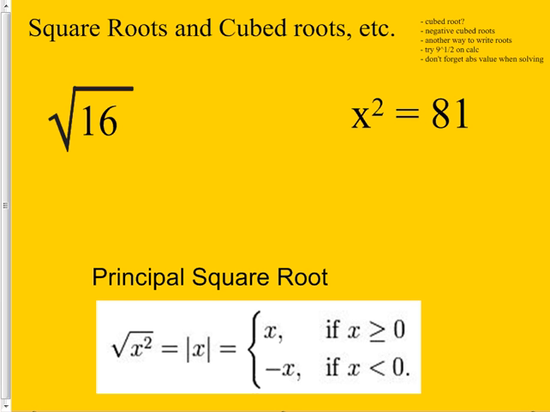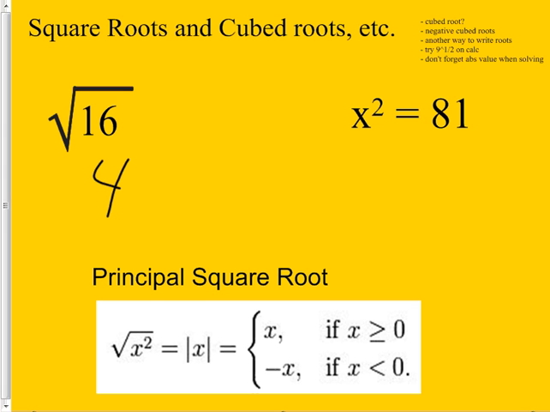When you do square root of 16, is it 4 and negative 4? True or false? Square root of 16, is it 4 and negative 4, or is it just 4? It's just 4. Why? Because that's called the principal square root of 16. There are not 2 square roots of 16.